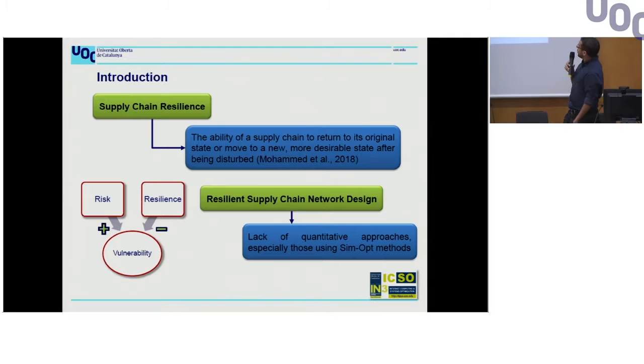So, this author defines supply chain resilience as the ability of a supply chain to return to its original state or move to a new, more desirable state after being disturbed. If we merge supply chain resilience with the supply chain network design, we have, of course, resilient supply chain network design. But in the literature, it's scarce to find work related with the quantitative approaches of resilient supply chain network design. We can find a lot of qualitative approaches. So this is an open challenge to address quantitative approaches to design resilient supply chains.